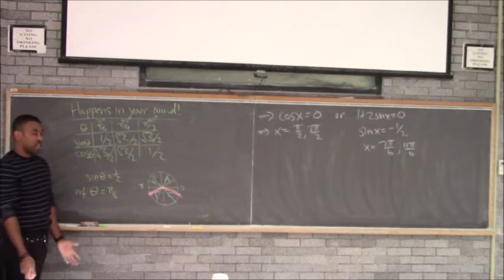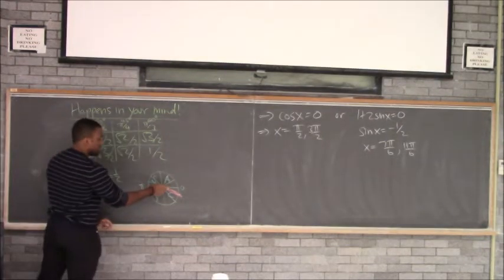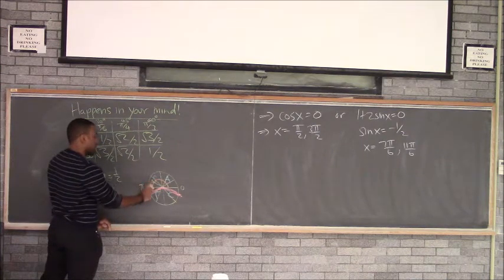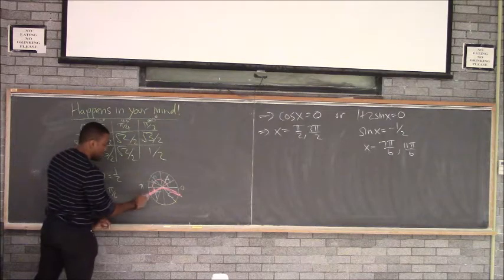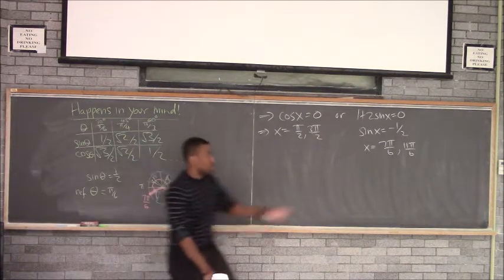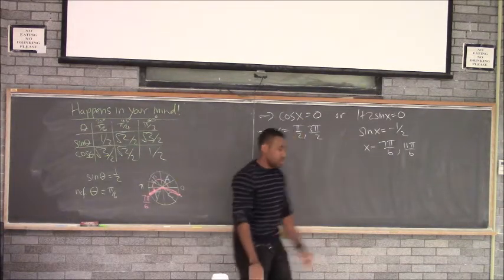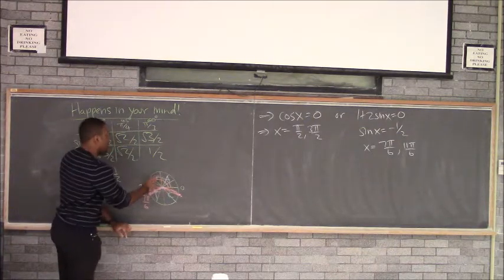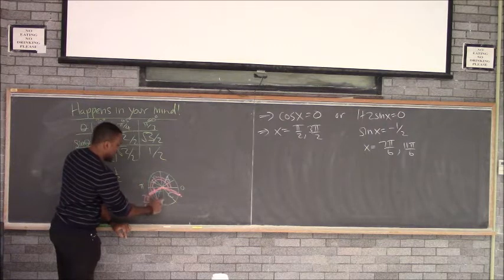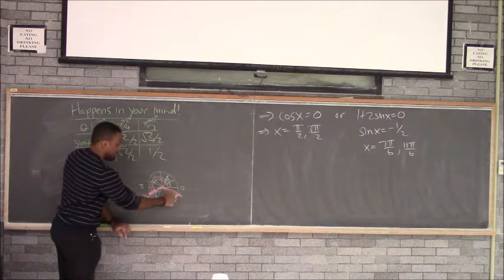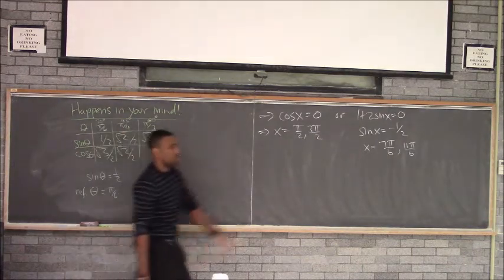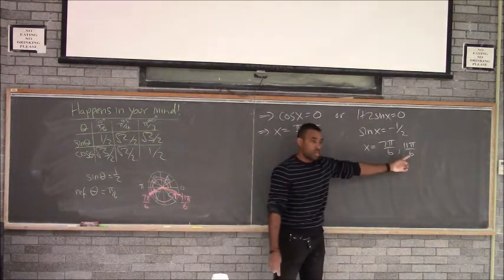Now, what are those angles? Well, you start at 0 and you count off how many pieces of pi over 6 you have. 1, 2, 3, 4, 5, 6 pi over 6s. Boom, one more, 7 pi over 6. Therefore, that's the first answer. Now, to get to this one, starting at 0, 1, 2, 3, 4, 5, 6, 7, 8, 9, 10, 11 is where that one starts. That's the second answer. Okay?